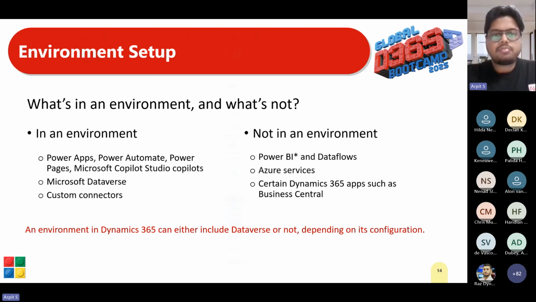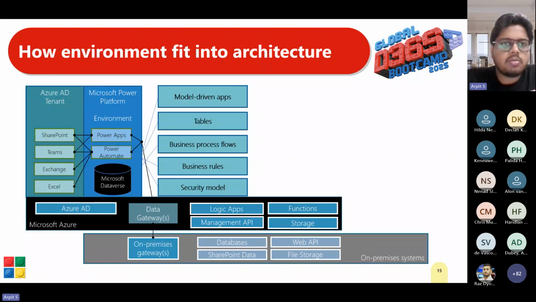Now, this is how your environment fits in the overall architecture of Dynamics 365. You can see here, this black box is Microsoft Azure, where all the Azure-related components and resources are there, like Active Directory, data gateways, logic apps, API management, functions, storage, and all the things related to Azure will be available.